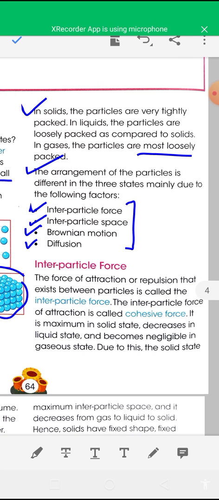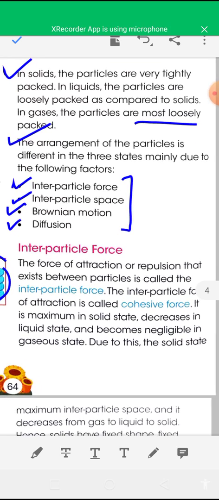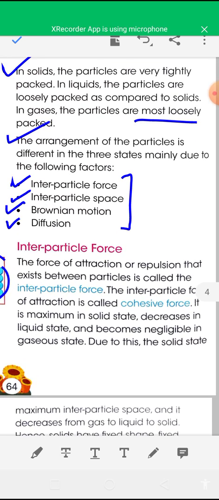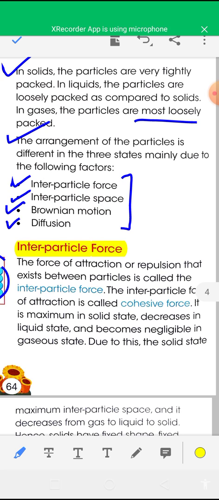And I have told that the arrangement of particles is different in the three different states of matter mainly due to the following factors: the interparticle force of attraction, interparticle space, and Brownian motion and diffusion. These are the main four factors which are responsible for the different states of matter. So the first factor is interparticle force of attraction.